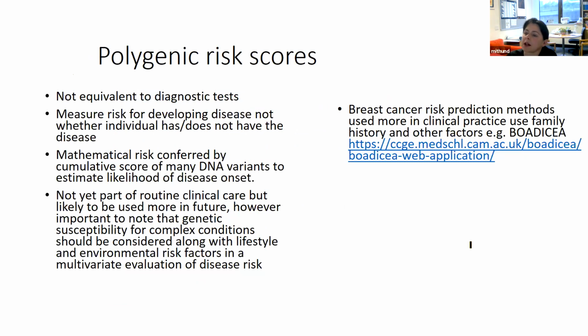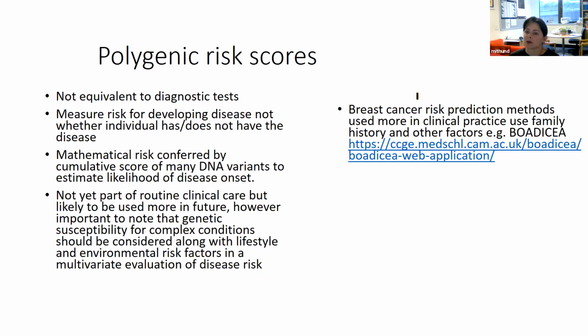Polygenic risk scores are something people use in clinics. It's not equivalent to a diagnostic test. It's basically looking at a series of variants or SNPs that someone might have and trying to calculate a mathematical risk based on the number of variants they have, maybe in high risk genes or in areas that are known to confer susceptibility towards a complex trait. It's not routinely used in clinical care, but it may be used increasingly for complex conditions like heart disease, obesity, diabetes, alongside environmental risk factors and lifestyle risk factors.